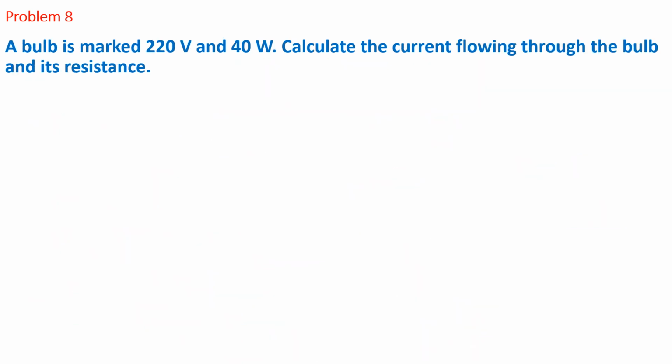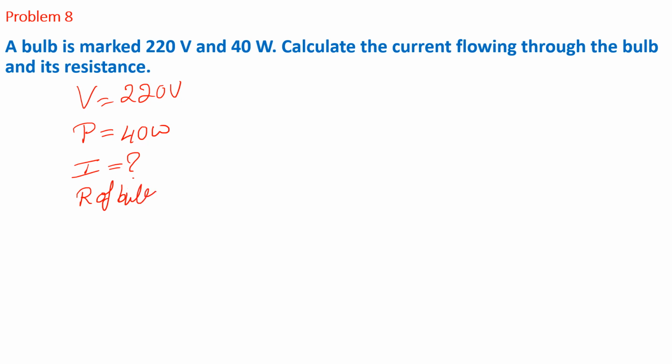Problem number 8: a bulb is marked 220 volt and 40 watt. What we need to calculate? The current flowing through the bulb and its resistance. So given values are V is equal to 220 volt, power P is equal to 40 watt. We need to calculate the current I is equal to how much, and resistance of the bulb is equal to how much, that we need to calculate.